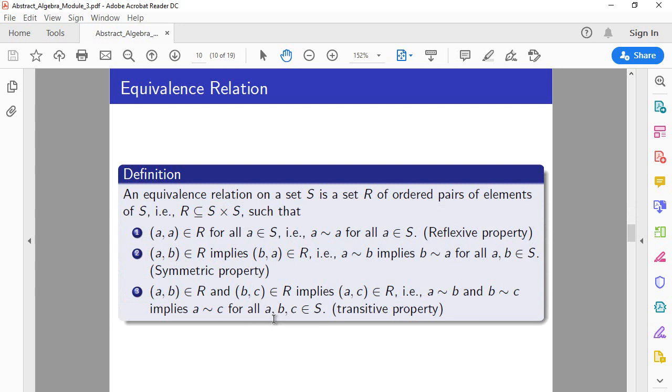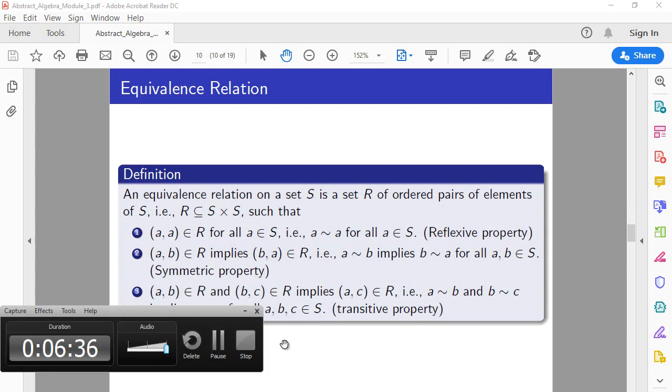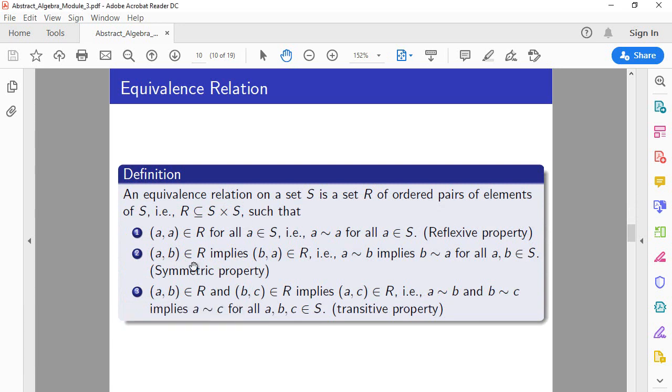Okay, so now we define what is called an equivalence relation. An equivalence relation on a set S is a set R of ordered pairs of elements of S, that is, R is a subset of S cross S, such that the pair (a, a) belongs to R for all a in S. In other words, a tilde a, or a is related to a, for all a in S. This is known as the reflexive property.